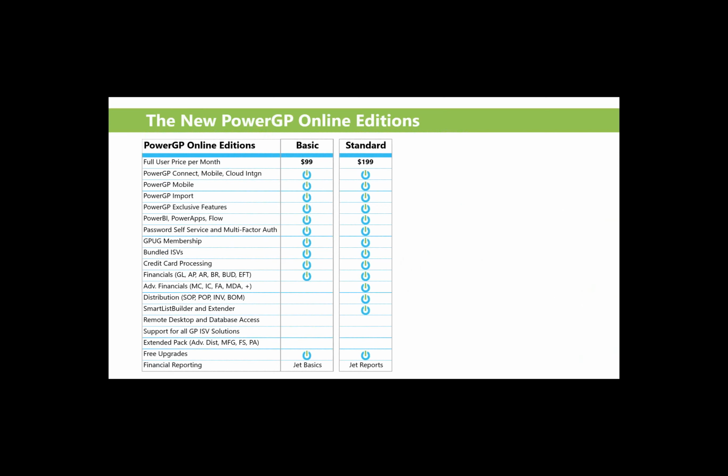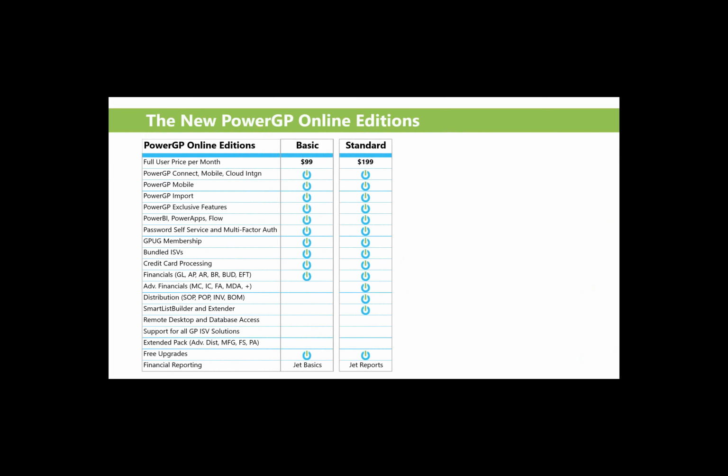I have details in this slide deck if you're interested to find out exactly what modules are in each one. You can get those differences. We're just not going to have time today to go through all of that, but you can definitely get that. The other difference in standard is you get Smart List Builder and Extender as ISV products in here.